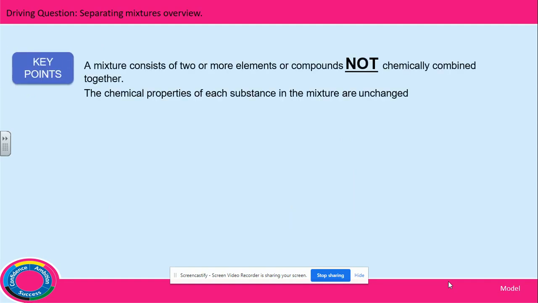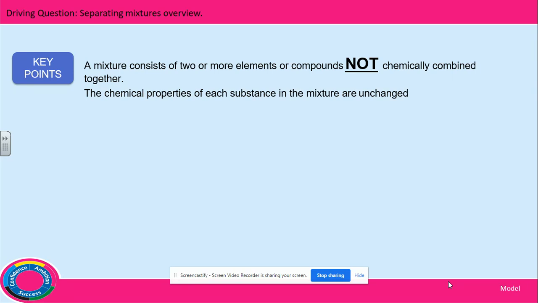Now, a few key points about mixtures that you must remember. A mixture consists of two or more elements or compounds not chemically combined to each other. The chemical properties of each substance in a mixture are unchanged.